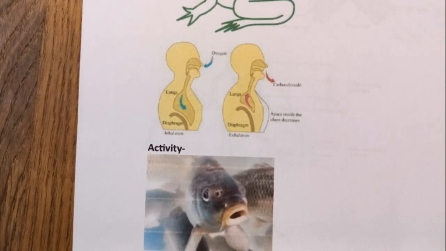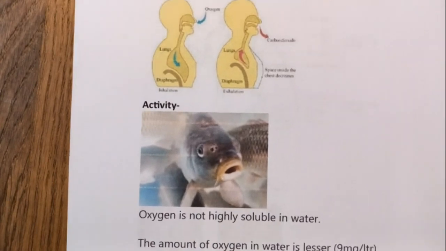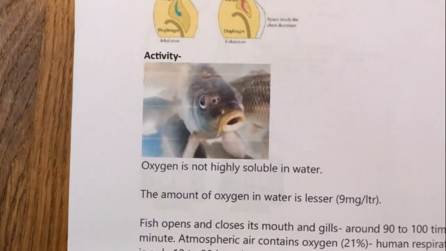Again, the fish has aquatic respiration, and there's very little oxygen in the water. That is described as 9 milligram per liter.